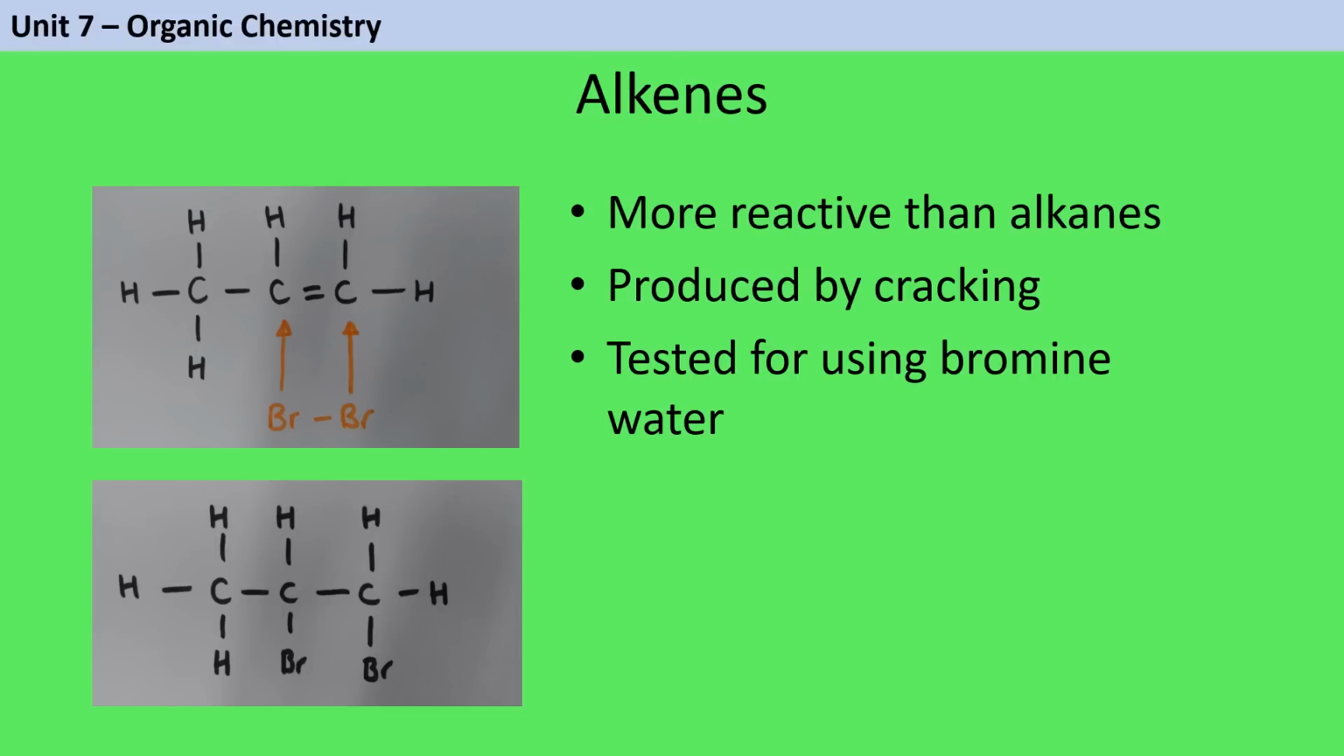We've just said that in cracking we make 2 types of molecules, the alkanes that we've already met and these new alkenes. Alkenes are more reactive than alkanes, and this is because of the double bond that is their functional group. Each alkene is only going to contain 1 double bond.